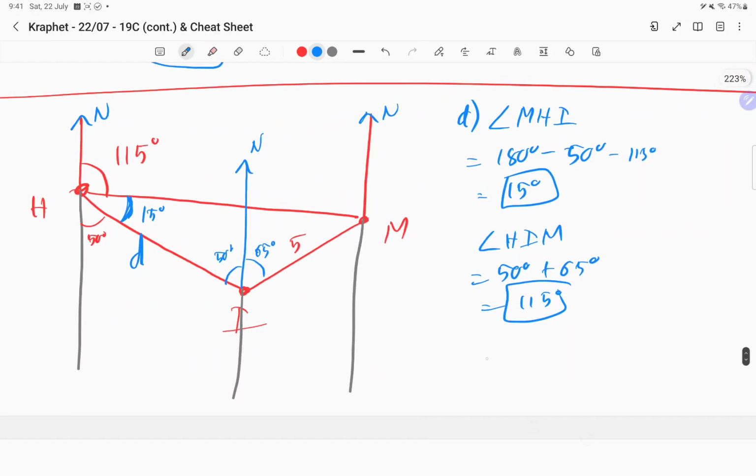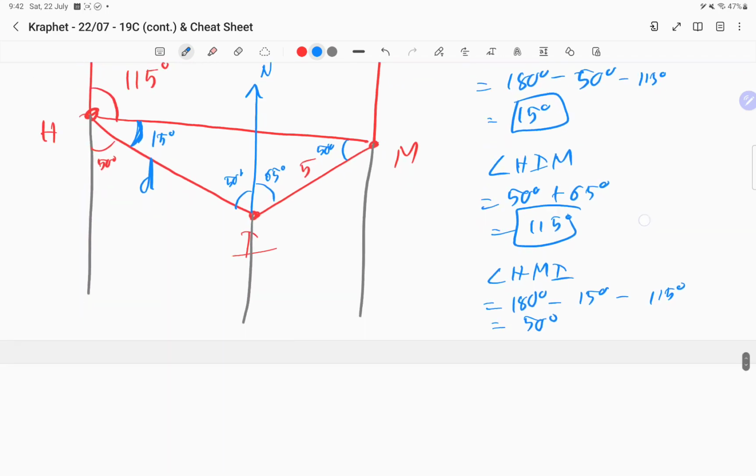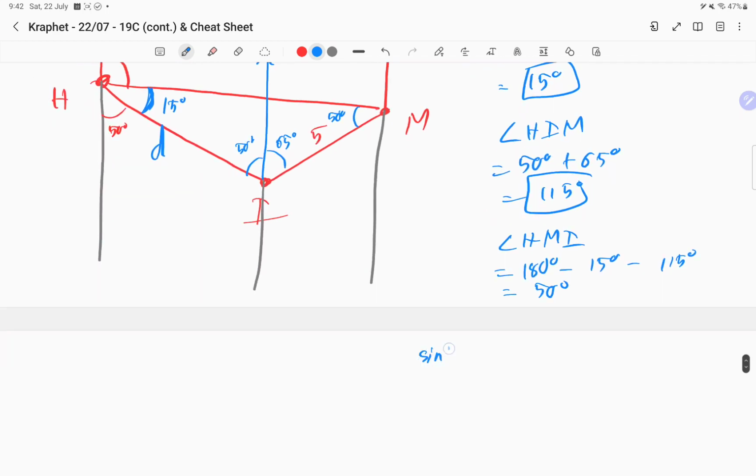Okay. So once you found MHI, finding HIM is not too bad. It's just 180 minus the other 2 angles, minus 15 degrees, minus 115 degrees, which is 50 degrees. Okay, so now that we've got this one, 50 degrees, easy. All right, sine rule.